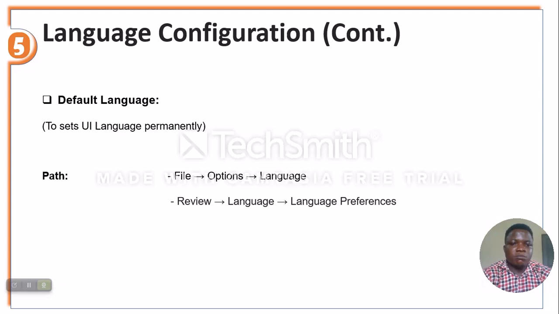So now let us move and look at the tabs, that means the path. This path tells you the locations we are going to pass through before we get to the language. We have two paths here. First, you can pass through File, then you go to Options, then you go to Language settings. And also we can go through the Review tab, locate the Language group, then go to Language preferences. So now let us move straight to Microsoft Word, where we are going to do the illustration.